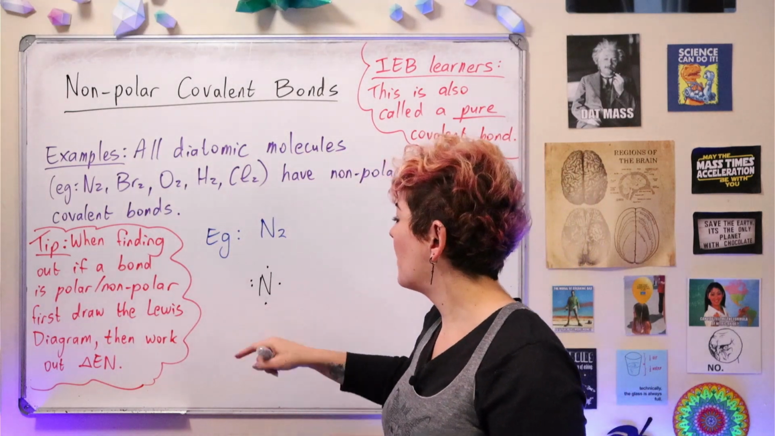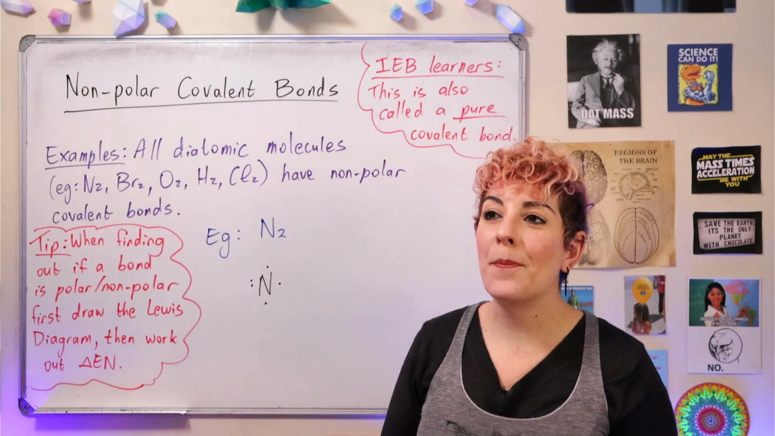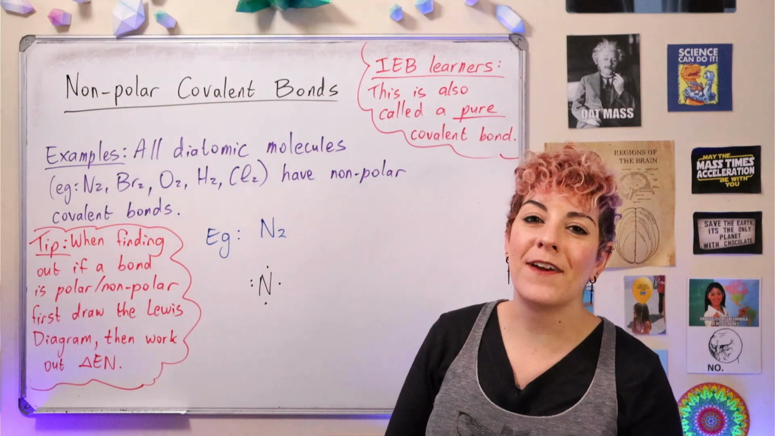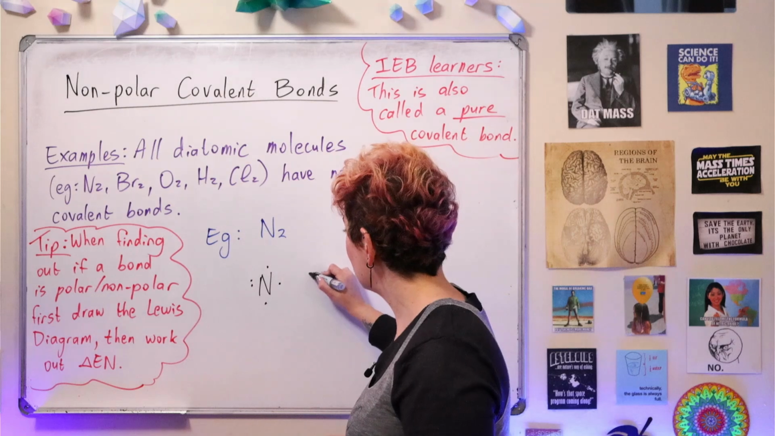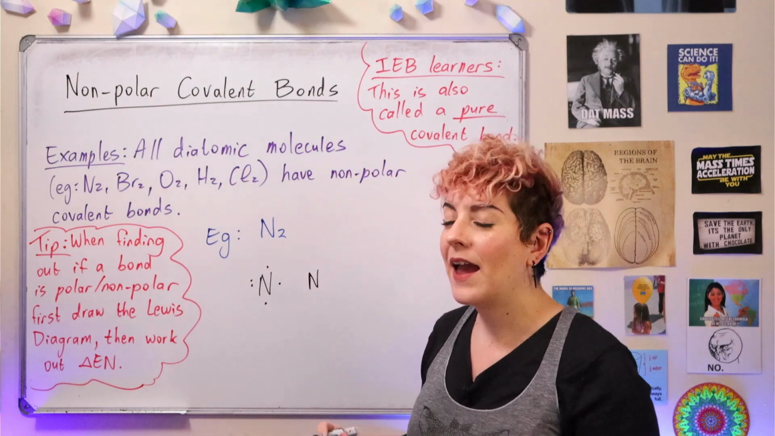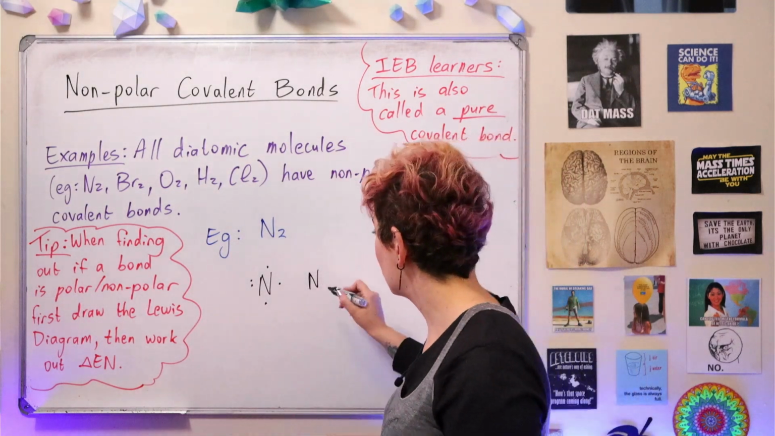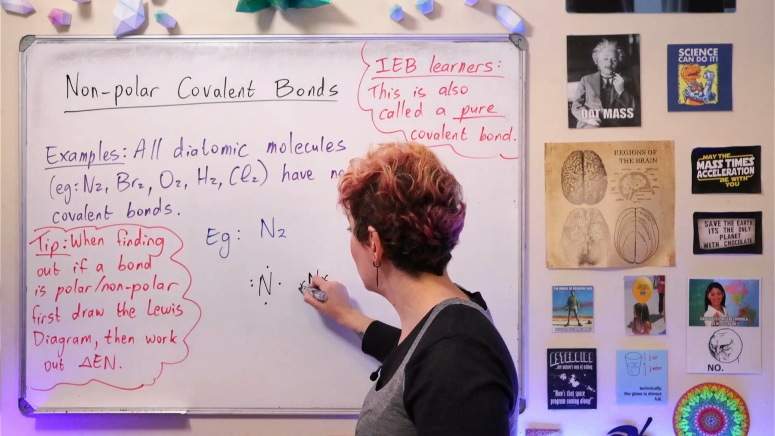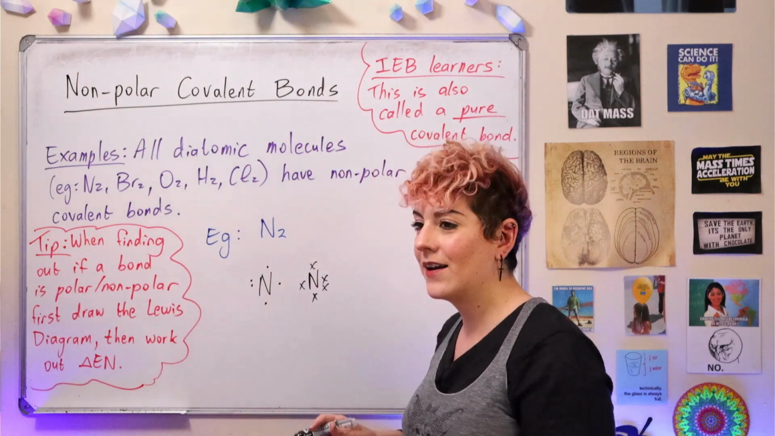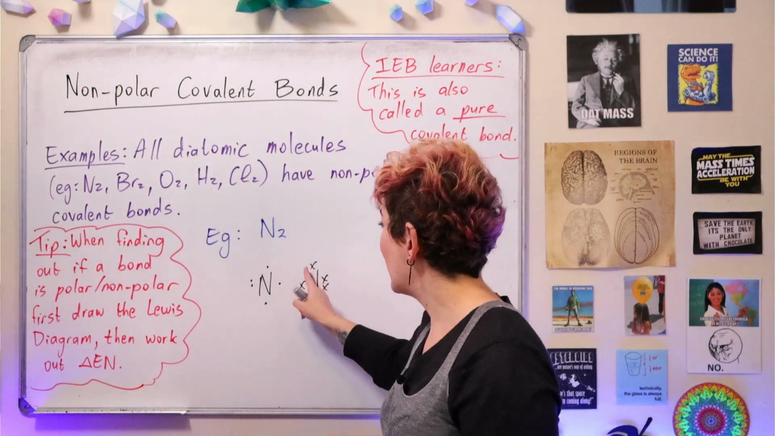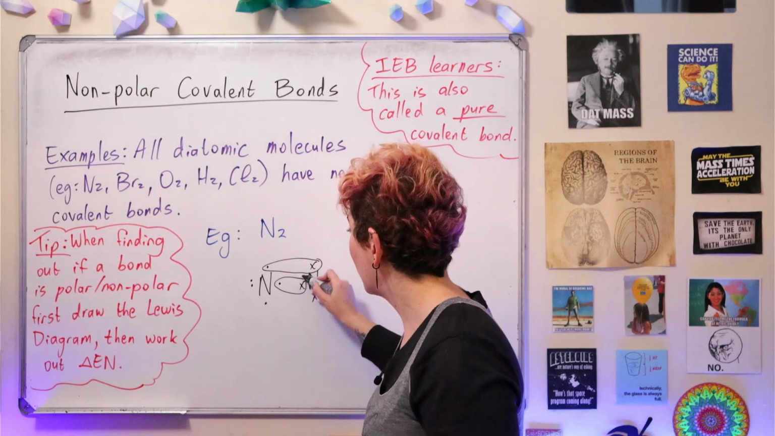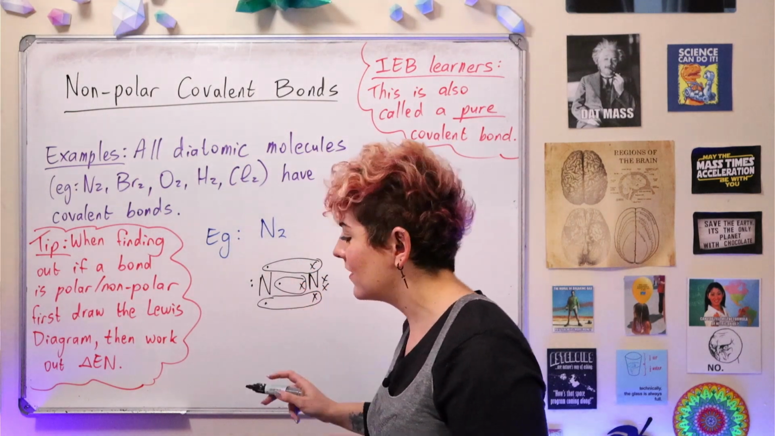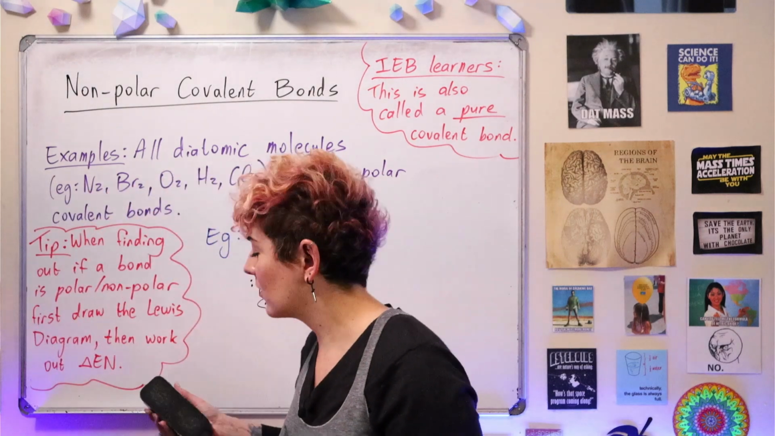And the 3 unpaired valence electrons are going to pair up with the 3 unpaired valence electrons of the other nitrogen atom. So now here's the other nitrogen atom, and here are its 5 valence electrons. 1, 2, 3, 4, and 5. Okay, now the unpaired electrons are going to get together and form pairs so that the final structure is going to look a little bit different.